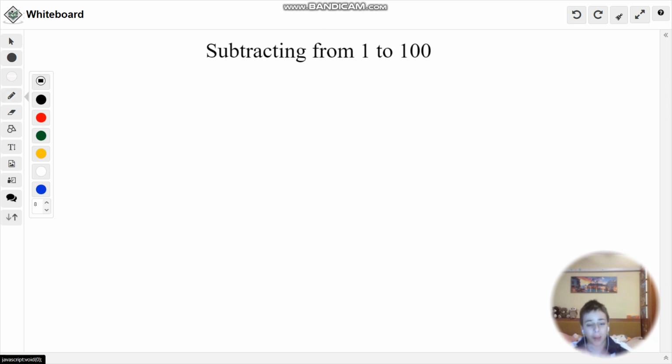Anyhow, today we will be learning about subtraction from 1 to 100. Subtracting from 1 to 100 is pretty similar to adding from 1 to 100, just the opposite way. Actually pretty simple. So let me show you what I mean by that.